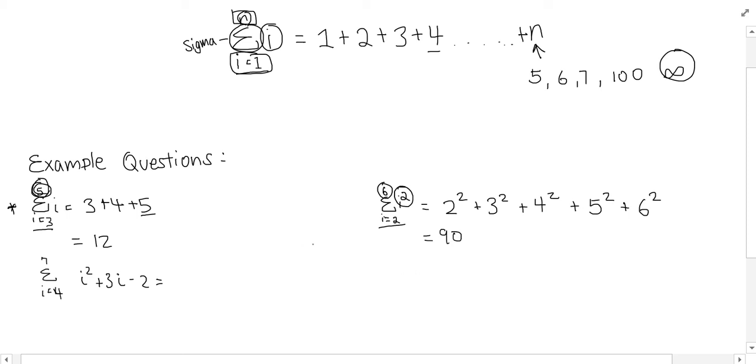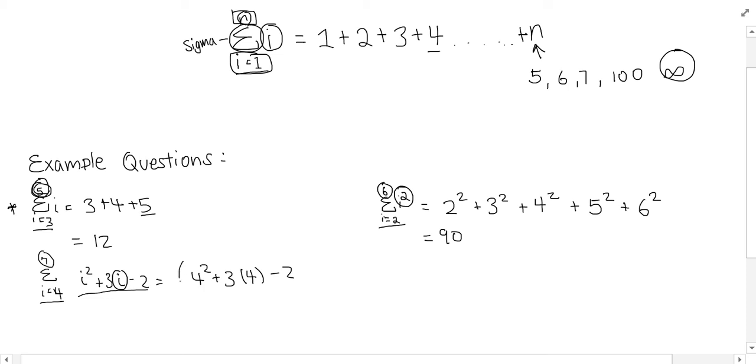Now let's get even more complicated than that. This time we have a polynomial here, but the concept is still the same. We have our first term, which would be 4, and our ending term 7. Now let's write this out. 4 squared plus 3 times 4 minus 2. So you cannot forget there's an i here. It's easy to miss, but you have to plug into this i and this i.